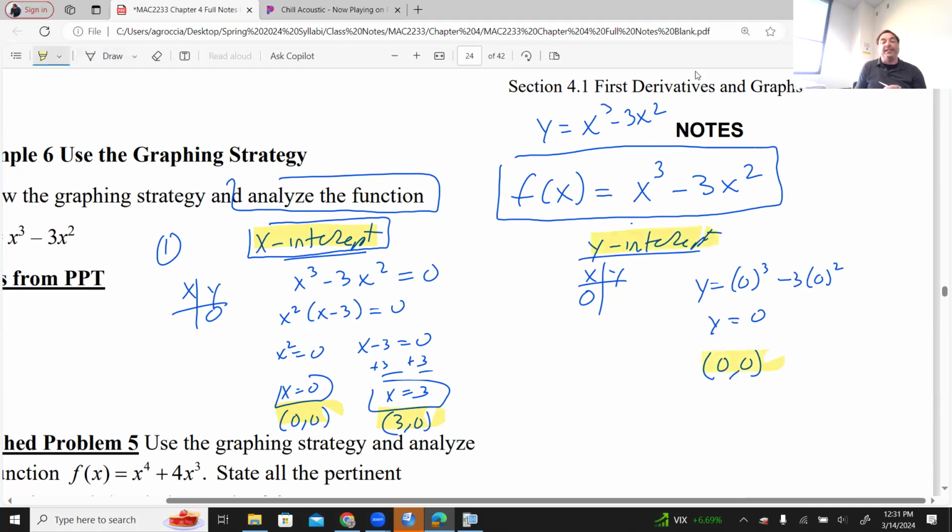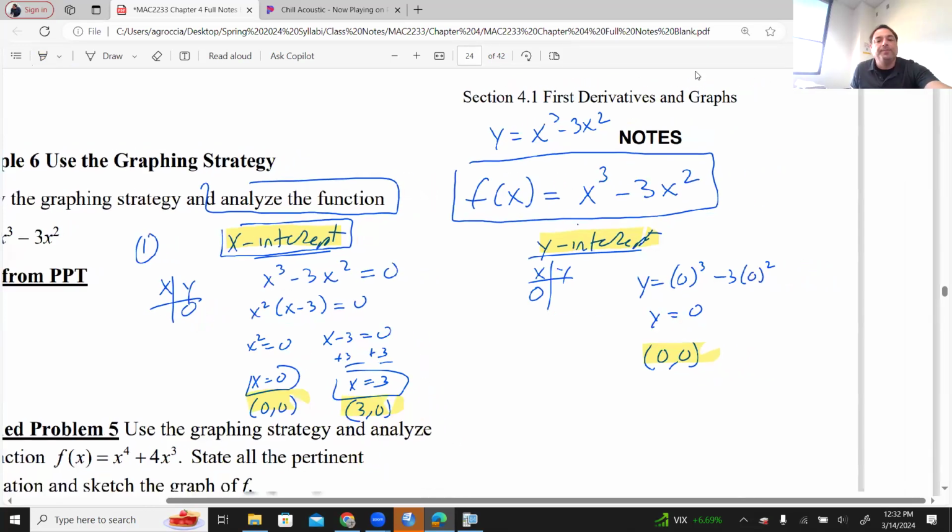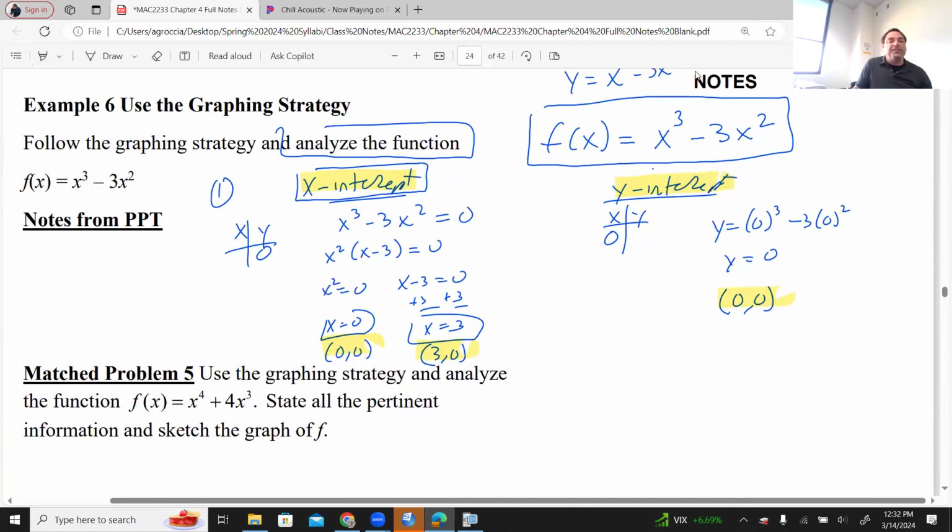Now, if you got it, fantastic. If you didn't get it, algebra, algebra, algebra. Okay? Now, that's step one, x and y-intercepts. Should be straightforward. I hate to use the word, but it should be basic. Stuff you learned in like beginning algebra. Okay? Now, that was step one in analyzing the graph.